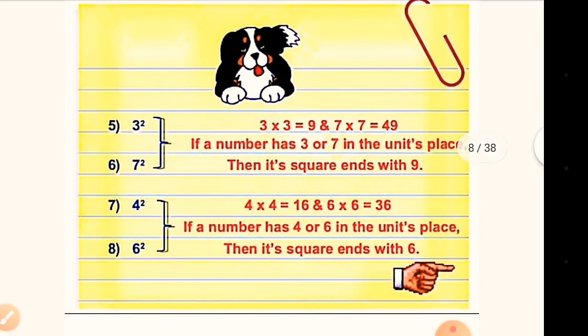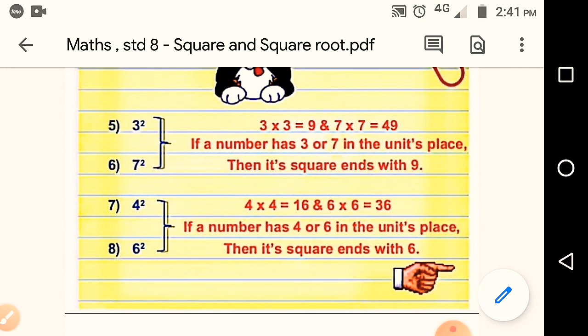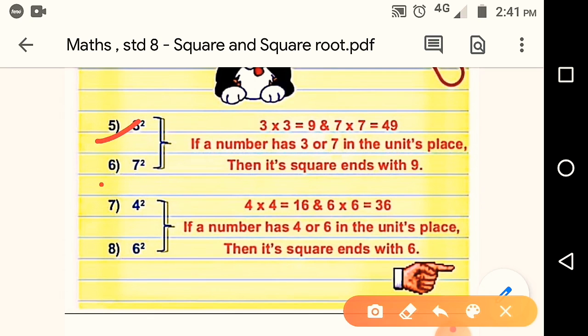Here 3 square and 7 square. So 3 square is 9 and 7 square is 49. Again, the last digit in both is 9, both are ending with 9, so the last digit can be 9, so the number can be a square number.